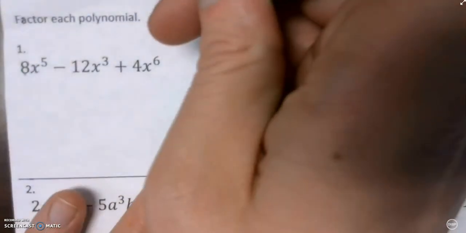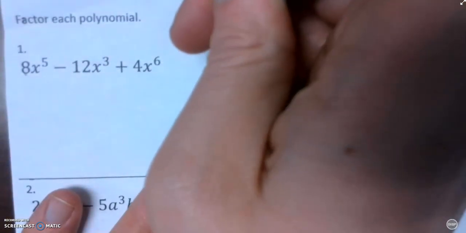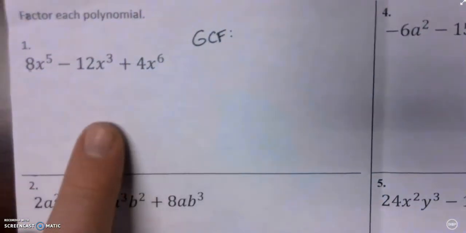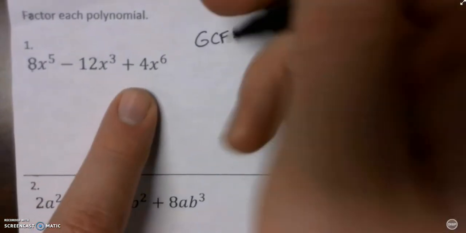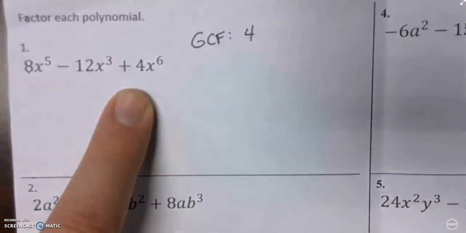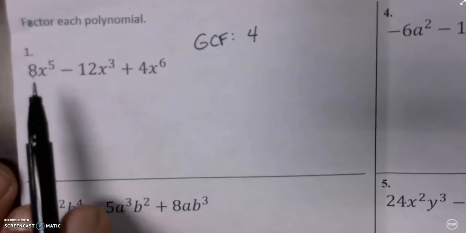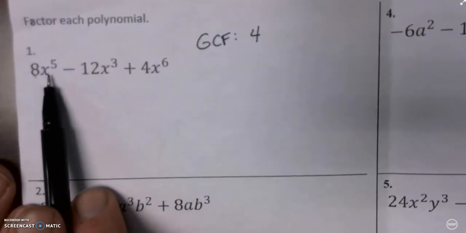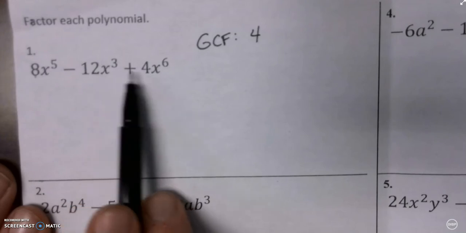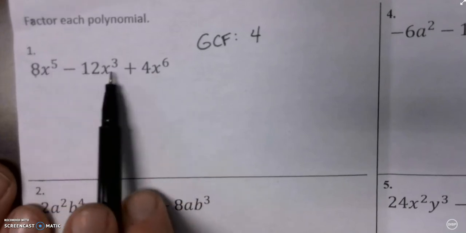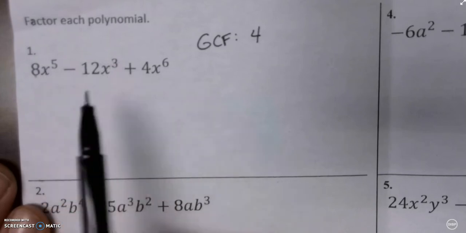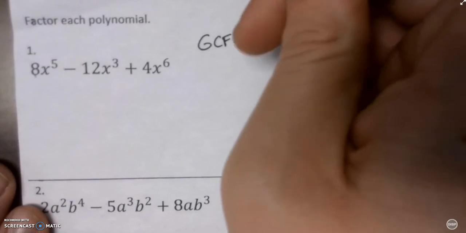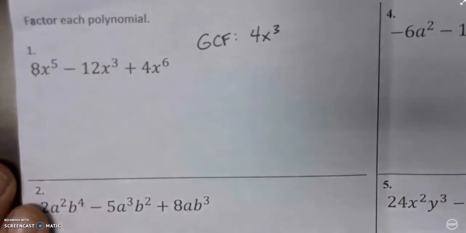So what I need to do first is do yesterday's problem. I need to find the greatest common factor. The coefficient part will be 4. And then what we said yesterday about the variables with powers is that if that variable is in every term, then choose the smallest power of that variable. Since x is in every term, x cubed would be the smallest. So how about x cubed?